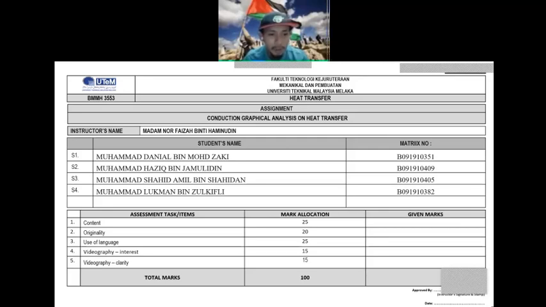Today we are going to present our assignment project, which is heat transfer analysis, fins surface analysis. These are my group members. First, Muhammad Daniel bin Muhammad Zaki. Second, me, Muhammad Haziq bin Jamuluddin. Third, Muhammad Syahid Amil bin Syahidan. And lastly, Muhammad Luqman bin Zulkifli. Next.